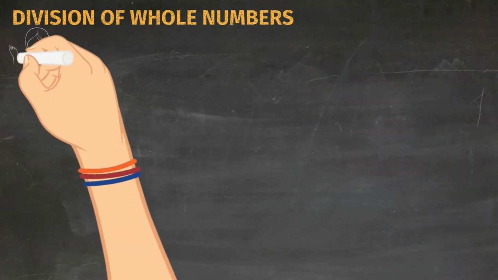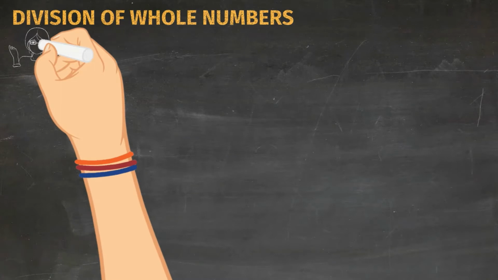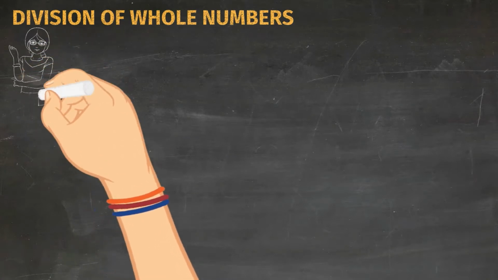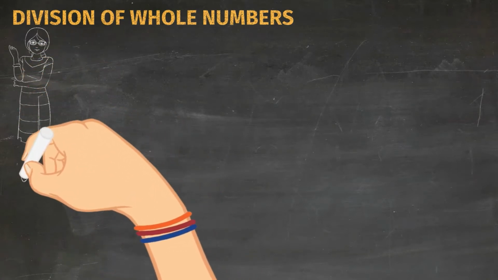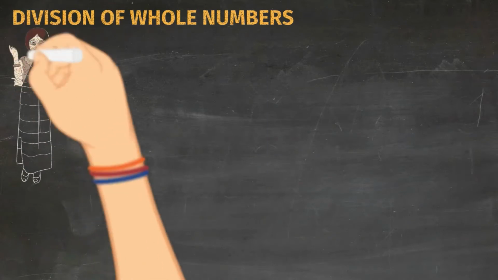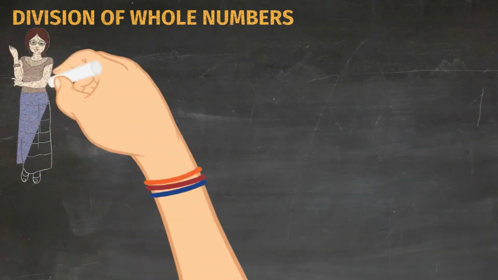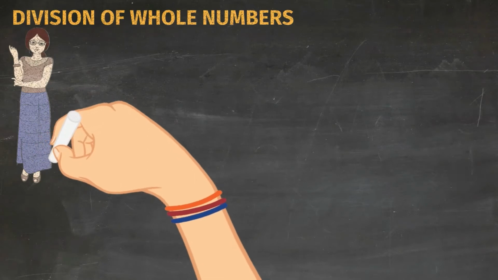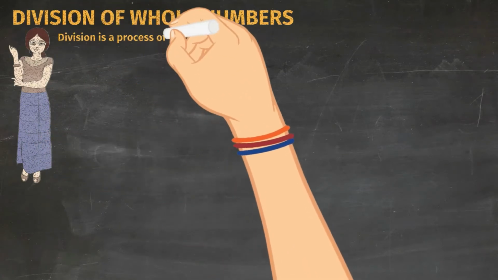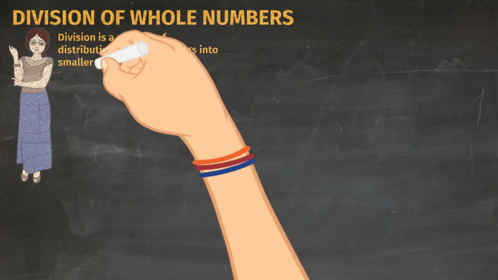The lesson this time is about the division of whole numbers. In previous lessons, we learned that multiplication is the process of combining groups of equal sizes together. Division is quite the opposite, or the inverse, of that process. Division is the process of distributing a group of things into smaller equal parts.